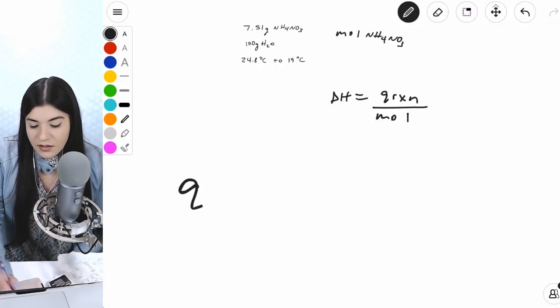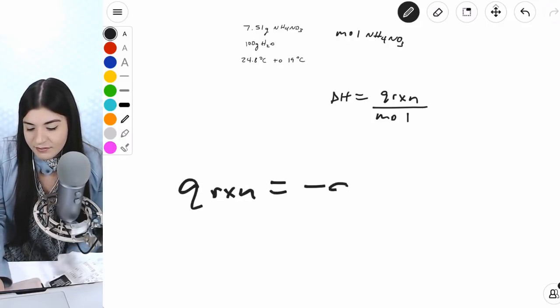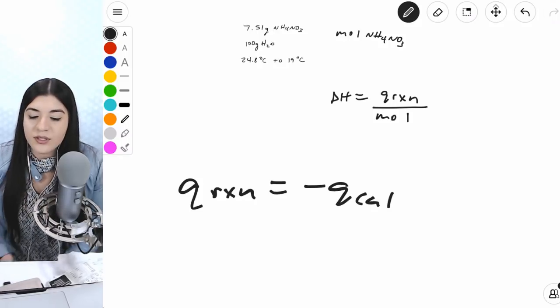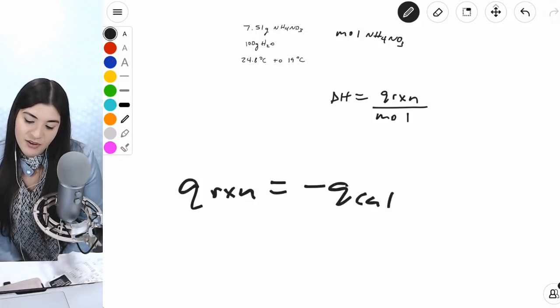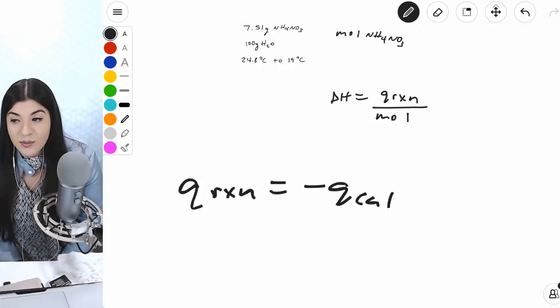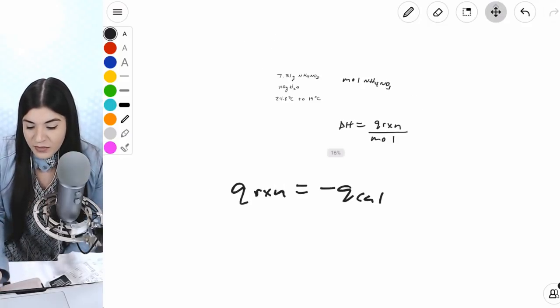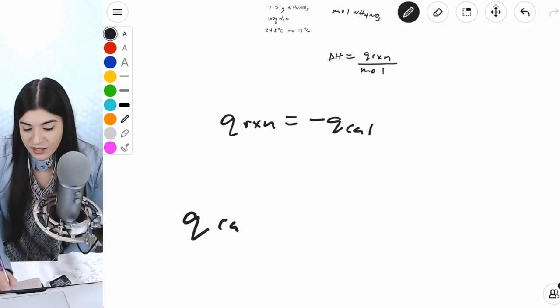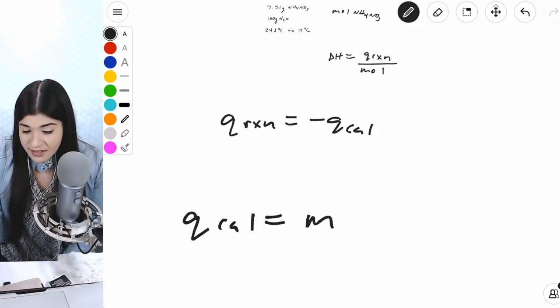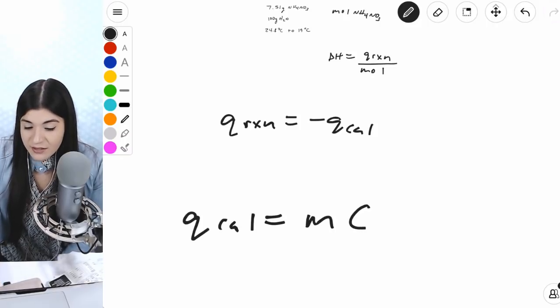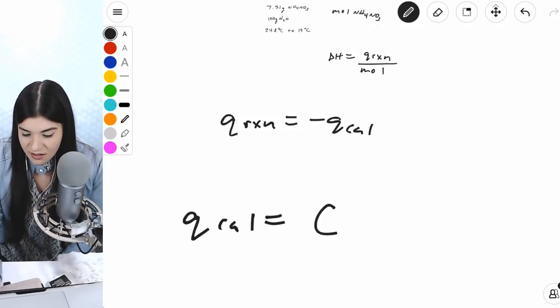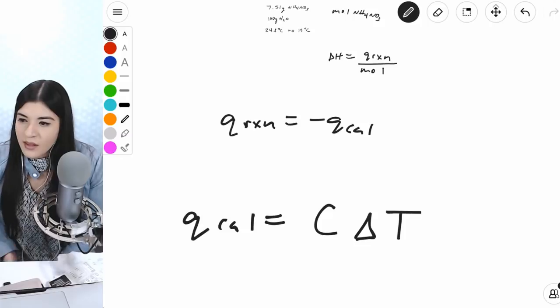Thinking about this question. This is what we're using. All right, so since we're looking for Q of our reaction, that really means we're going to start off with the Q of our calorimeter. Because this is dropped in a calorimeter, that's what we have to find first, and then we'll make it negative at the end. So what I'm going to do is the Q of our calorimeter is going to equal the mass and our specific heat capacity and our change in, actually, not our specific heat capacity, not our mass. Should have been this.